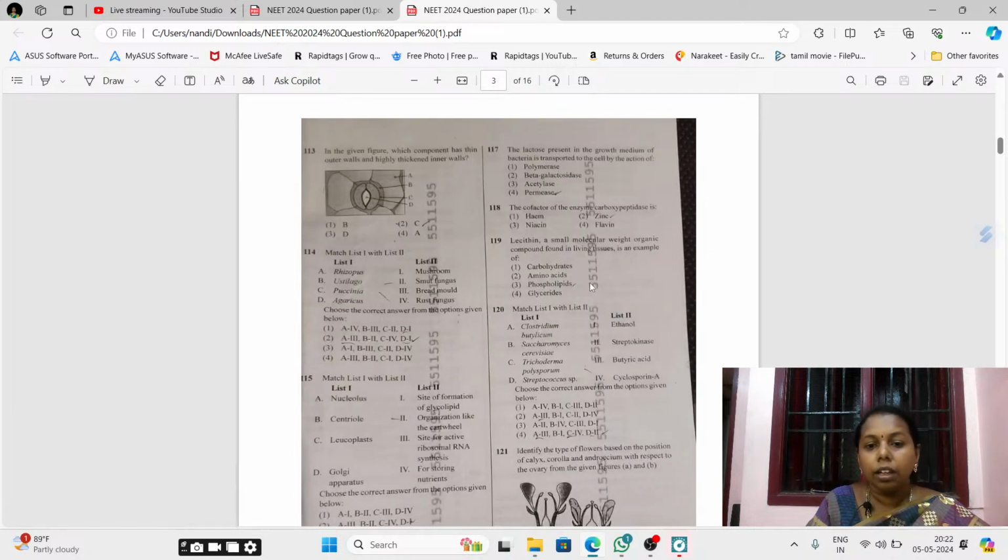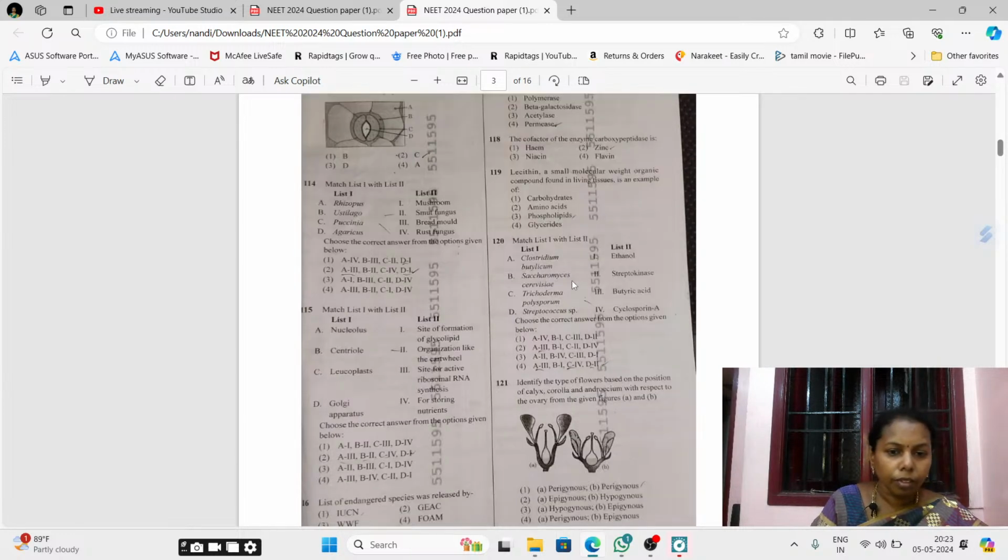Then 119, lecithin is also from the biomolecule chapter. A small molecular weight organic component found in living tissue is an example of phospholipid. Answer is 3. 119 is 3.